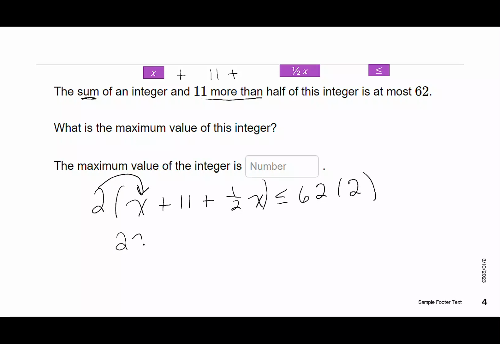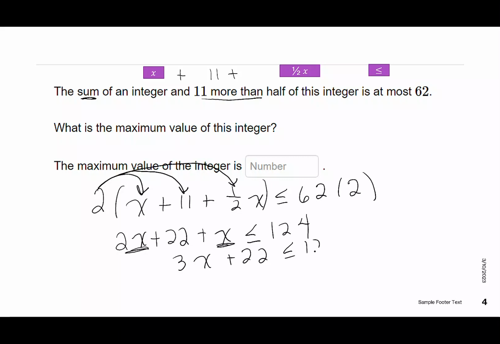So 2 times x is 2x. 2 times 11 is 22. 2 times a half of x, well that 2 cancels the half, so I just have x. And then this is less than or equal to 124. Now 2x plus x is 3x. I still have the 22, which is less than or equal to 124.